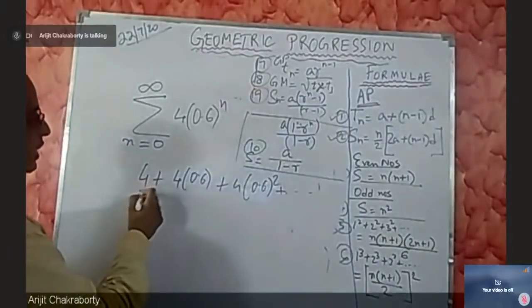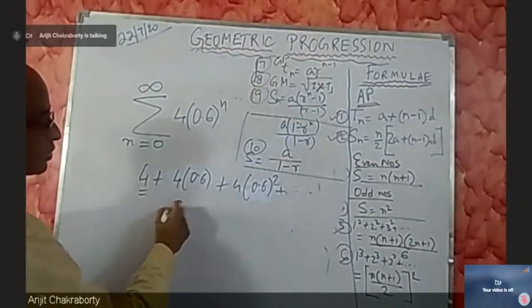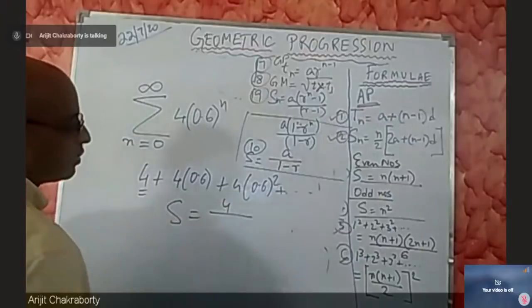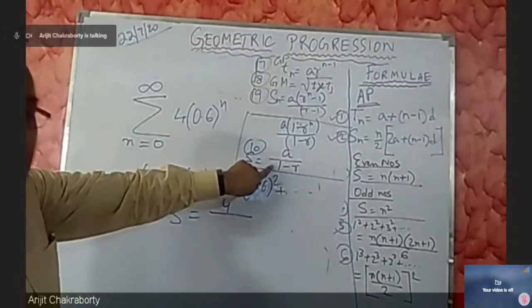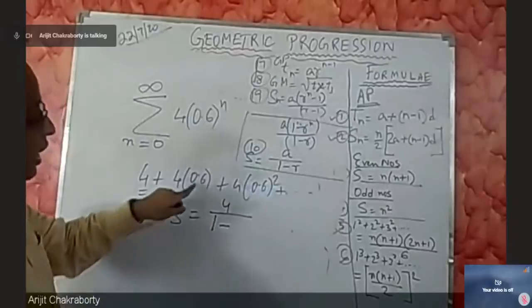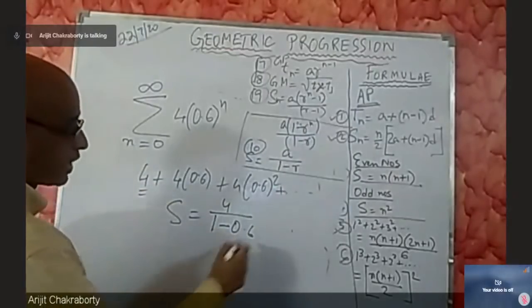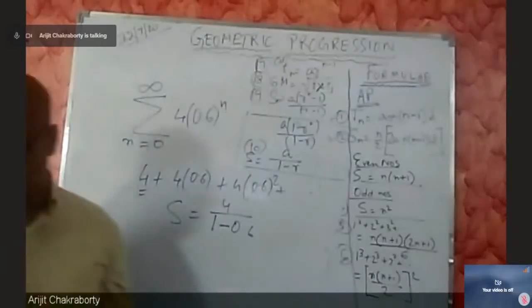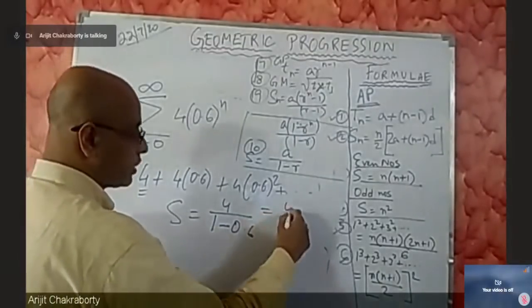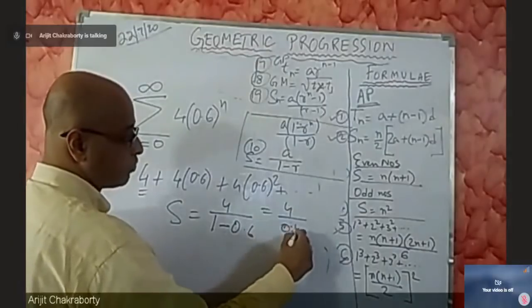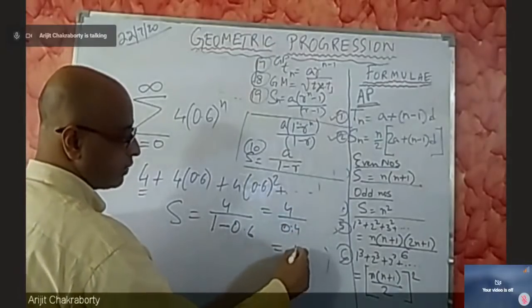So in this case, A is the first term, 4. So the value will be A divided by 1 minus R. R you can see is 0.6. So it is 4 divided by 1 minus 0.6. This becomes 4 divided by 0.4. So it becomes, I think, 10.